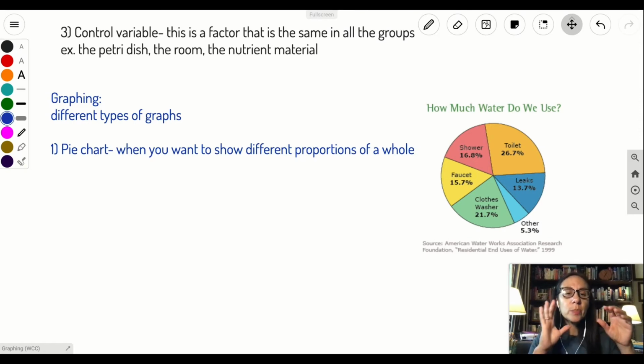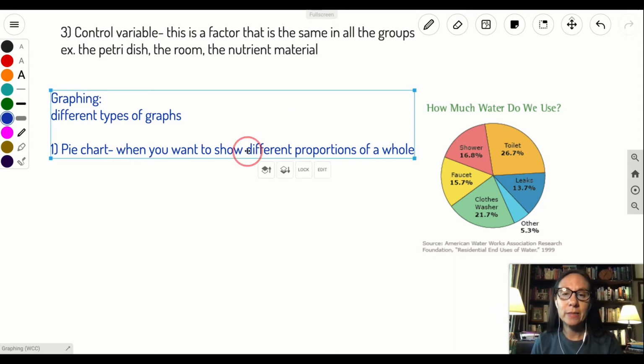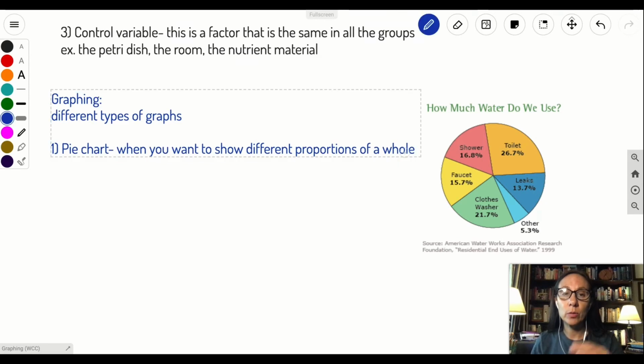By looking at this, you can see that flushing the toilet uses the most water. And then you can also see that washing your clothes uses a lot of water. And so this would give you a quick way to see where all the water is going. So that's what a pie chart would be used for, looking at the different proportions in the whole.